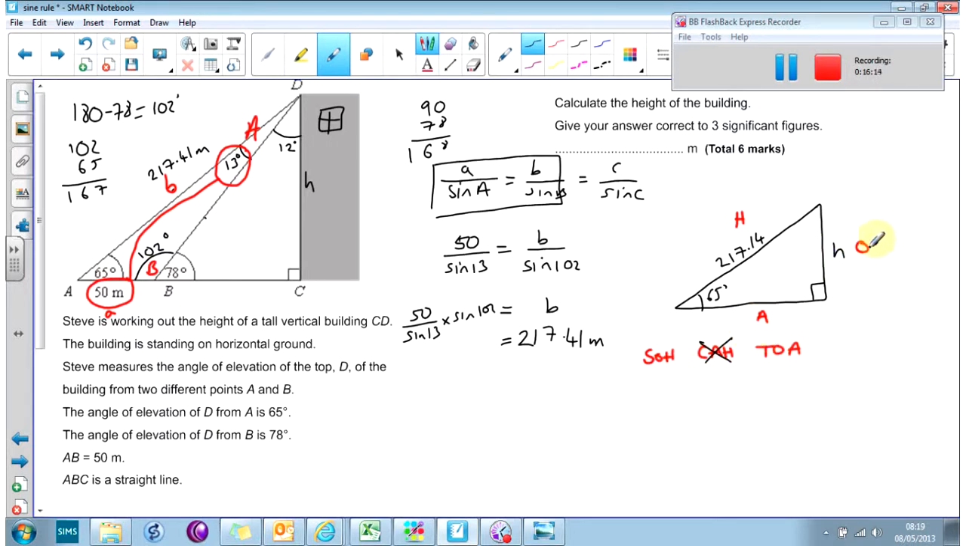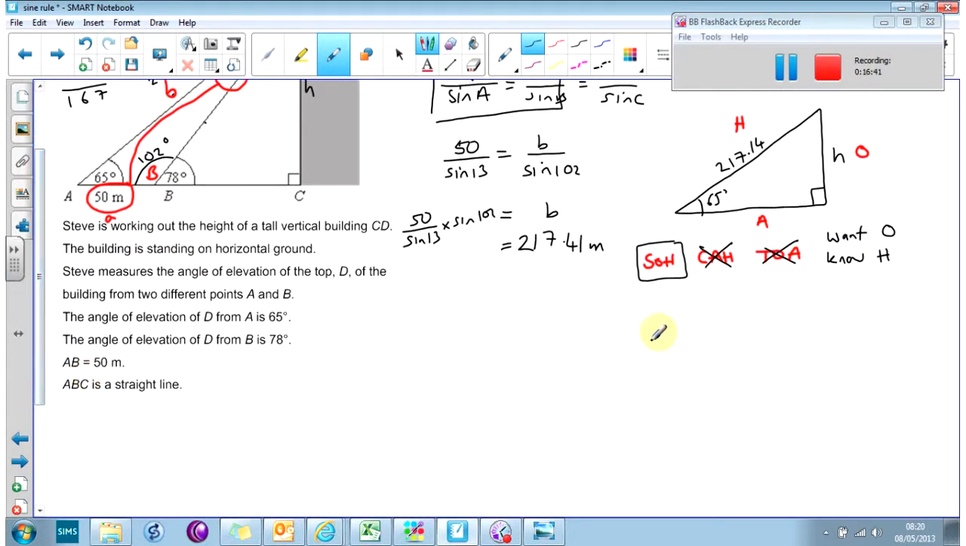Now, if we want to work out o, that means we don't know it, which means that the other thing we have to know, and that's h. So, okay, so it's this one. Let me just go over that again, because I think that might have been a little bit unclear. We want o, although I thought it was h, and we know h. And that is how I know it's a SOH question. So let's get on and solve that SOH question.